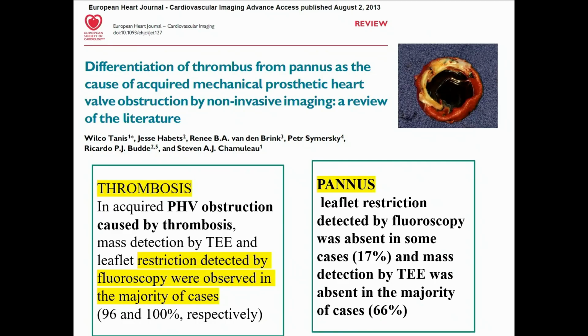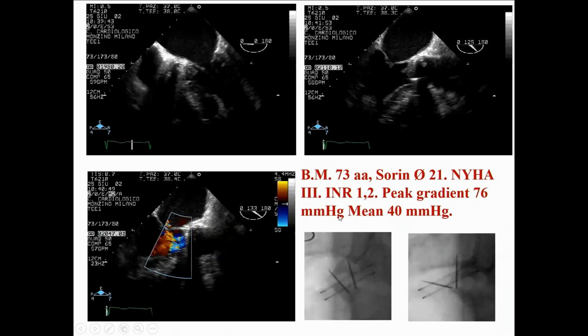Tanis demonstrated also that in thrombosis, restriction detected by fluoroscopy was observed in the majority of cases, while in pannus, the restriction by fluoroscopy was absent in approximately 20%, and also mass detection by TOE was absent in the majority of cases.